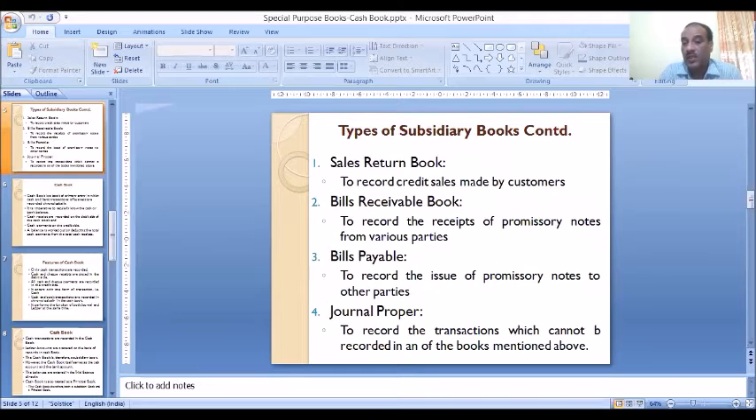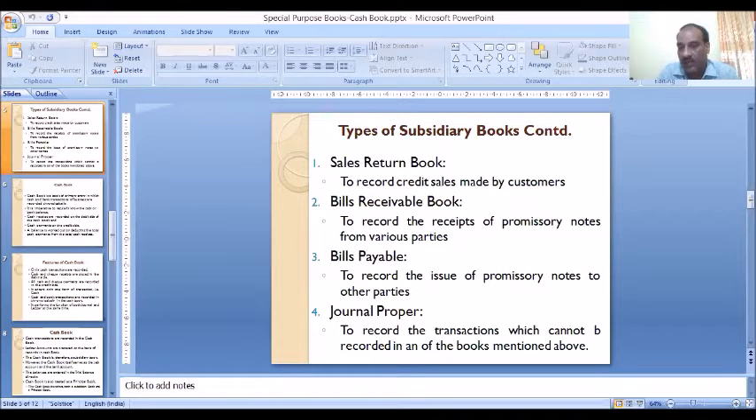Then bills payable, to record the issue of promissory notes to other parties. Sometimes the organization also promises other parties that, okay, after a certain period, I will pay you this much amount, maybe because of their share in the ownership, or maybe for other reasons. Such promissory notes issued by the organization are recorded in the bills payable.